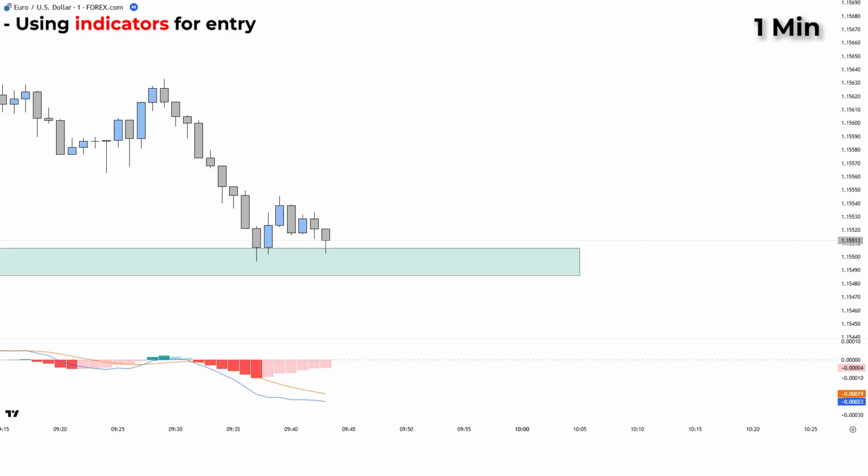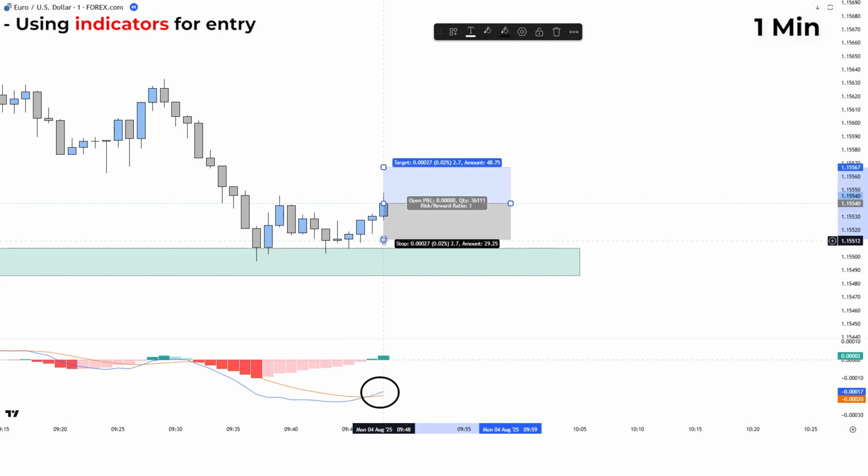Here's how the setup develops. The market touches the demand zone and forms a bullish engulfing candle, showing buying pressure. However, the MACD line has not yet crossed above the signal line, so we remain patient. The MACD crossover is essential because it suggests that institutional algorithms are likely joining the upward move. Shortly after, the MACD line crosses above the signal line, confirming the buy entry.